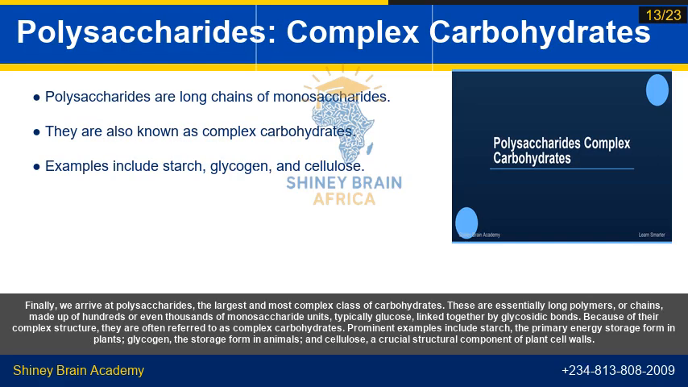Finally, we arrive at polysaccharides, the largest and most complex class of carbohydrates. These are essentially long polymers, or chains, made up of hundreds or even thousands of monosaccharide units, typically glucose, linked together by glycosidic bonds. Because of their complex structure, they are often referred to as complex carbohydrates. Prominent examples include starch, the primary energy storage form in plants, glycogen, the storage form in animals, and cellulose, a crucial structural component of plant cell walls.